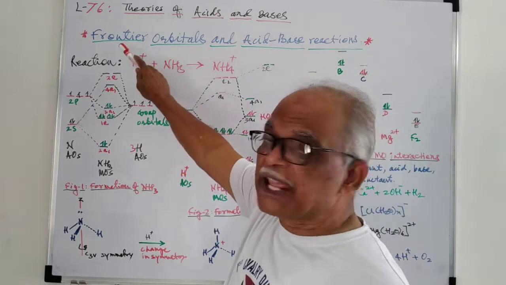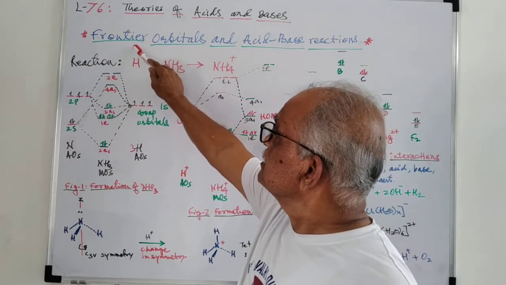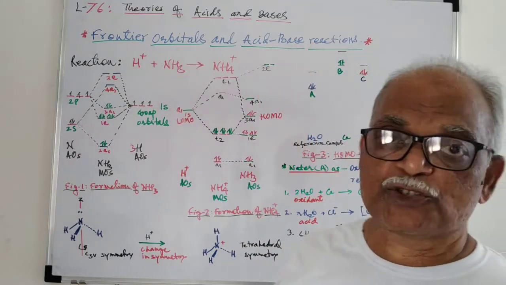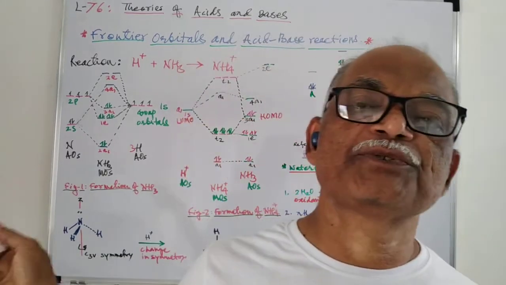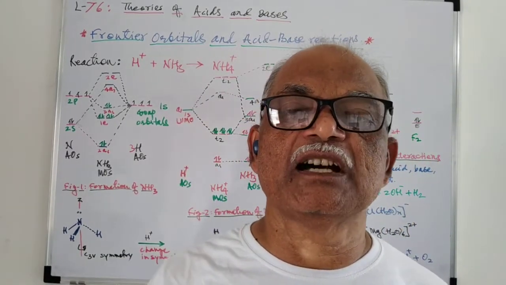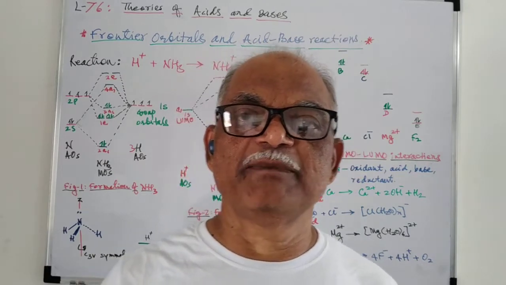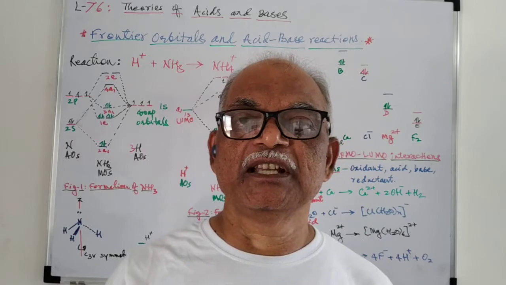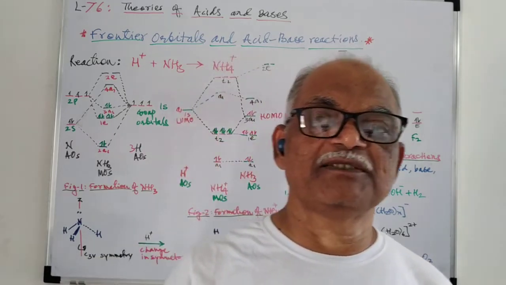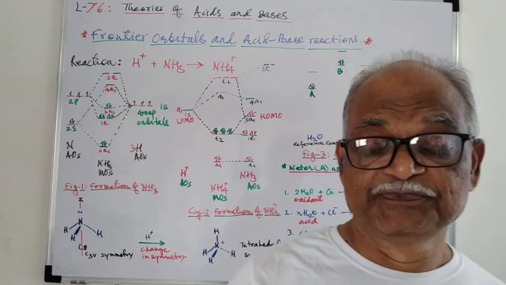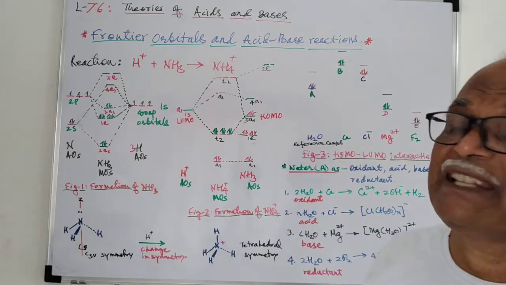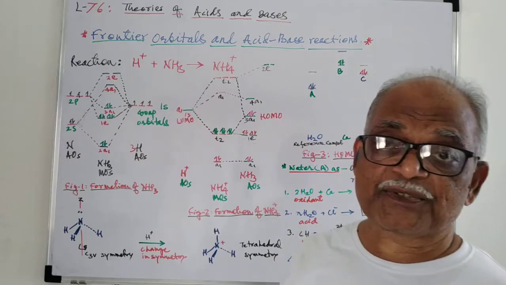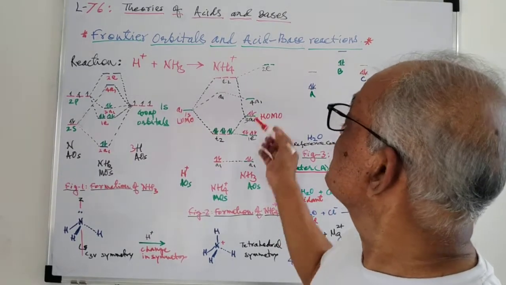We were discussing this topic, that is theories of acids and bases. And today we are going to see the frontier orbitals and acid-base reactions. So up till now we have seen a variety of theories which are explaining the acid-base behavior, such as Arrhenius theory, Lowry-Bronsted theory, solvent system concept, as well as Lewis acid-base theory. And next to these theories is this frontier orbitals and acid-base reactions.